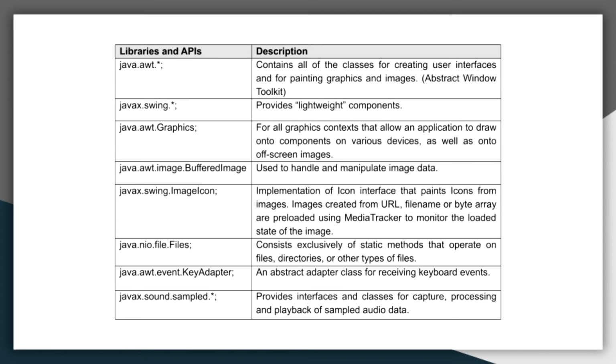Java.awt is the abstract window toolkit API used to create the main graphic user interface, known as GUI, for the game. Javax.swing complements it with lightweight GUI components such as the JButton, JTextView, and JMenu. Java.awt.Graphics allows drawing onto components on devices and off-screen images. It also encapsulates the information required for the basic rendering operations.